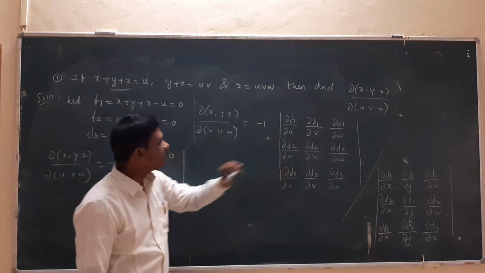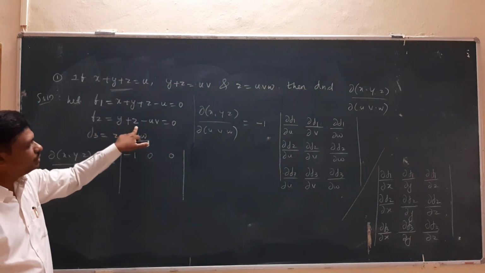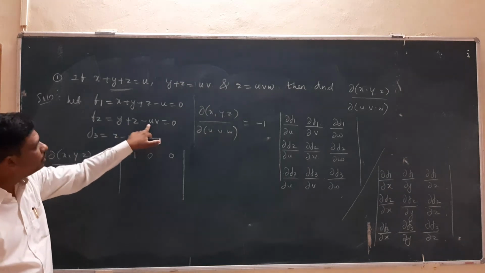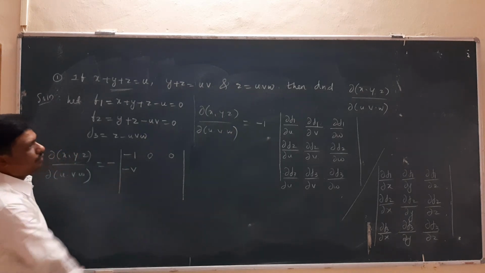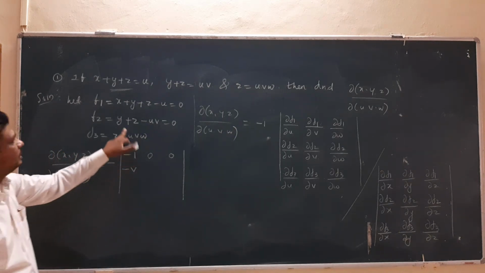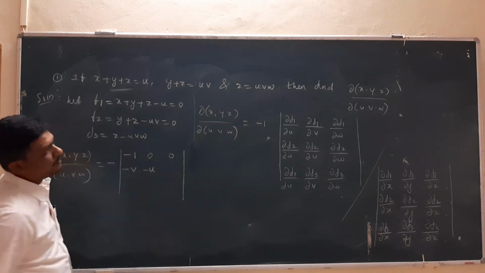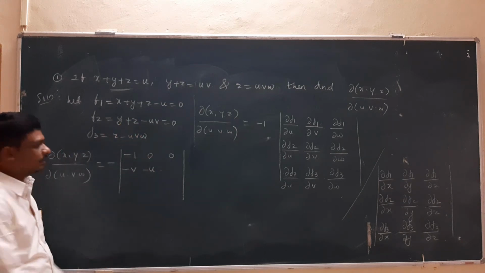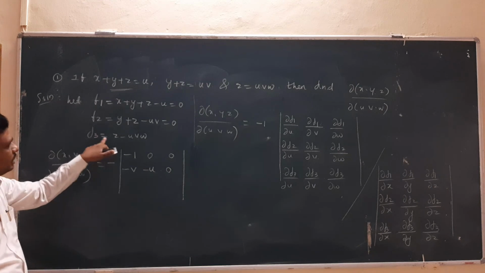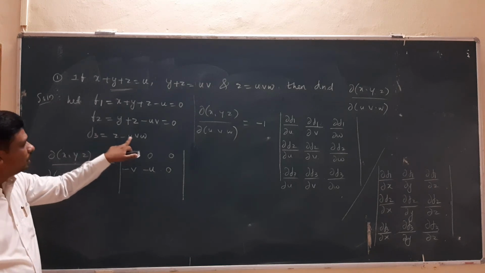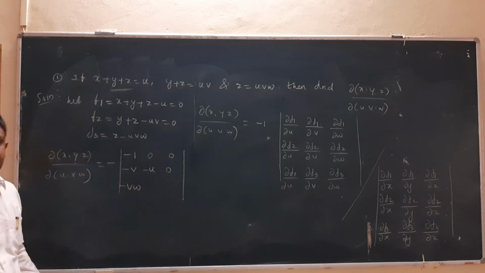Then F2 with respect to u. Differentiating F2 with respect to u, y is constant so 0, z is 0, u and v with respect to u, v is constant, derivative of u is 1, so remaining is minus v. F2 with respect to v, this becomes 0, so this becomes minus v. F2 with respect to w, again here we are not having a w term, so this is 0. F3 with respect to u, derivative of z is 0. uvw with respect to u is minus vw.